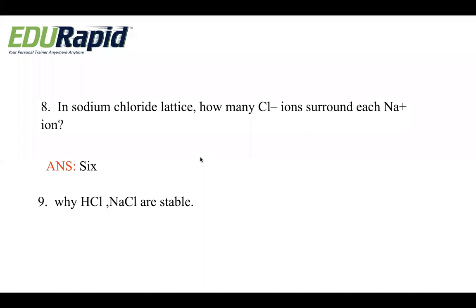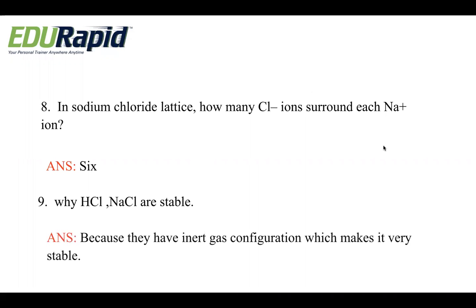Why are HCl and NaCl stable? HCl is hydrogen chloride, that is hydrochloric acid in another way. NaCl is sodium chloride or common salt. Any answer? Very simple. Why are they stable? Okay. They have octet electronic configuration. Because they have inert gas configuration, or we can also say they have octet electronic configuration, which makes them very stable. Next one.